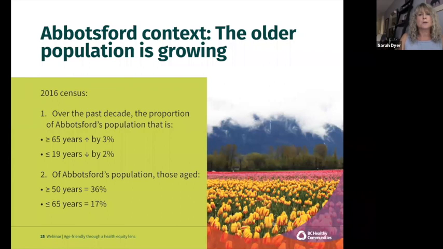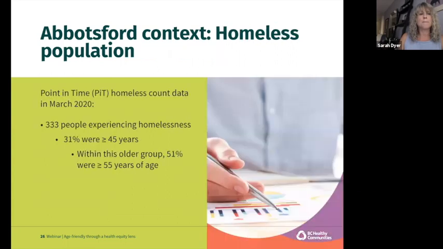Also, those aged 50 or more years old are over a third of Abbotsford's population. So again, it's growing. Those 65 and older are 17% of the population. We can go to the next slide.